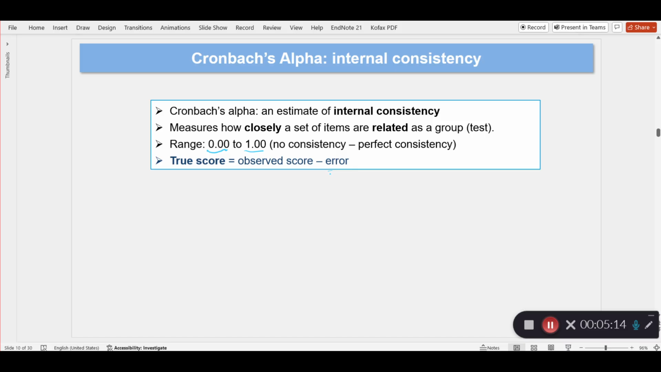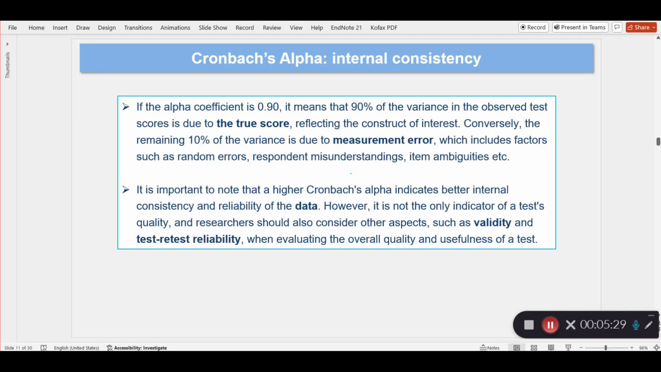So based on this, we can estimate how much of the variance that we observe in the data is attributed to the true score or the true ability that you are measuring, and how much of it is attributed to error. For example, if the alpha coefficient that we estimate is equal to 0.9, which is very high, it means that 90% of the variance in the observed test scores is due to the true score, or the true ability that we are measuring, which reflects the construct of interest.